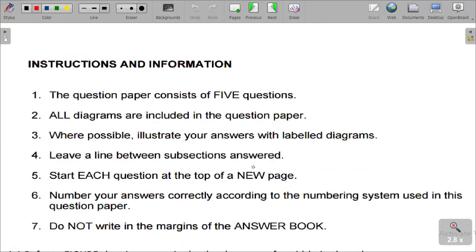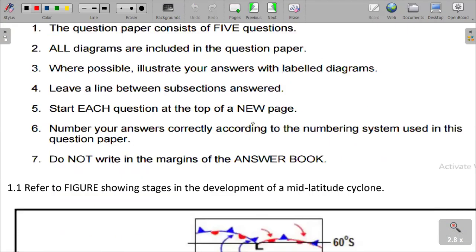I always say that Grade 12, please note that instructions are very important. You read instructions as you go through each paper, and as you are going to write exams, all the best and keep passing. Follow instructions per section, per question, as well as per the full paper that you are writing.